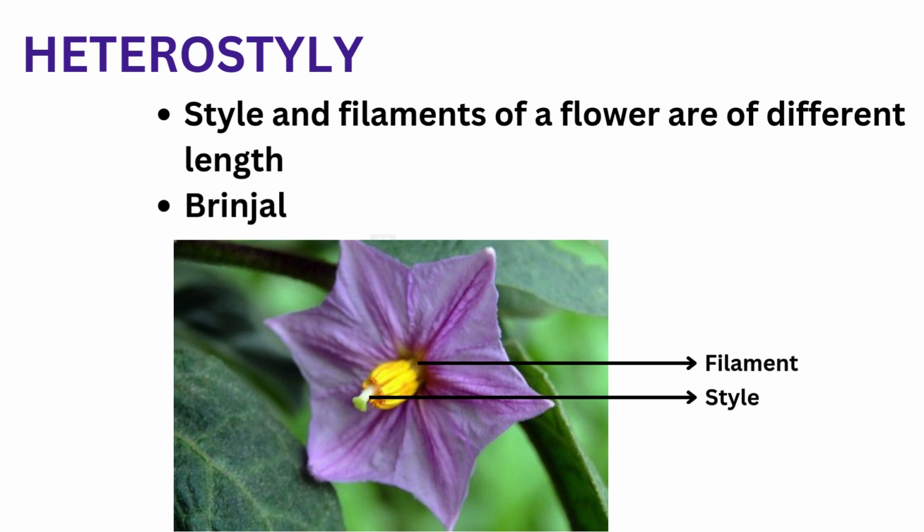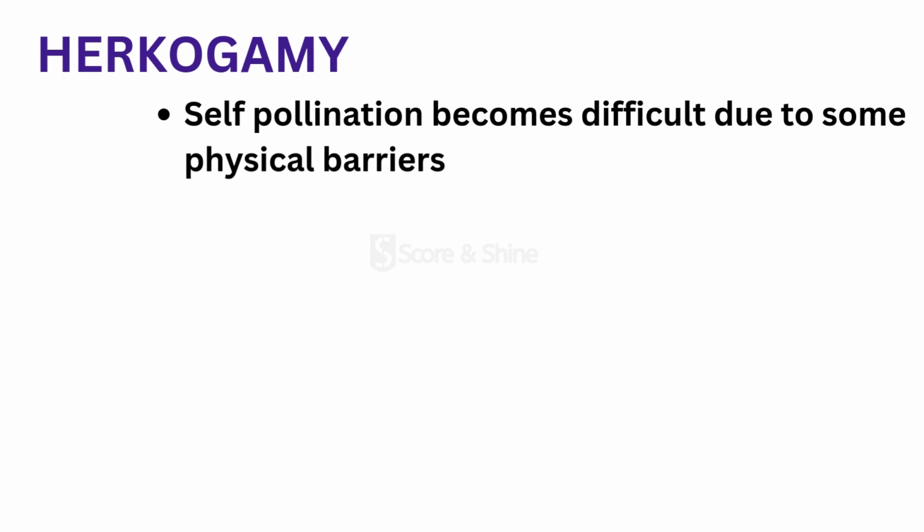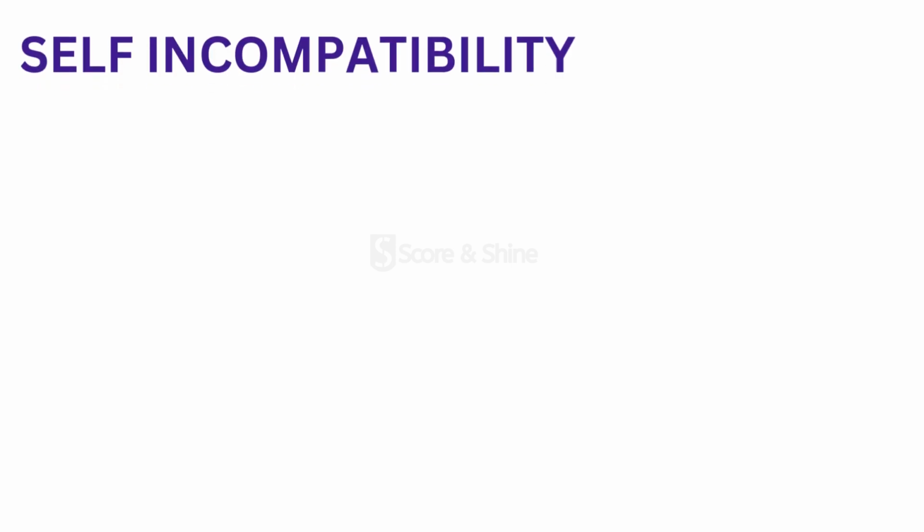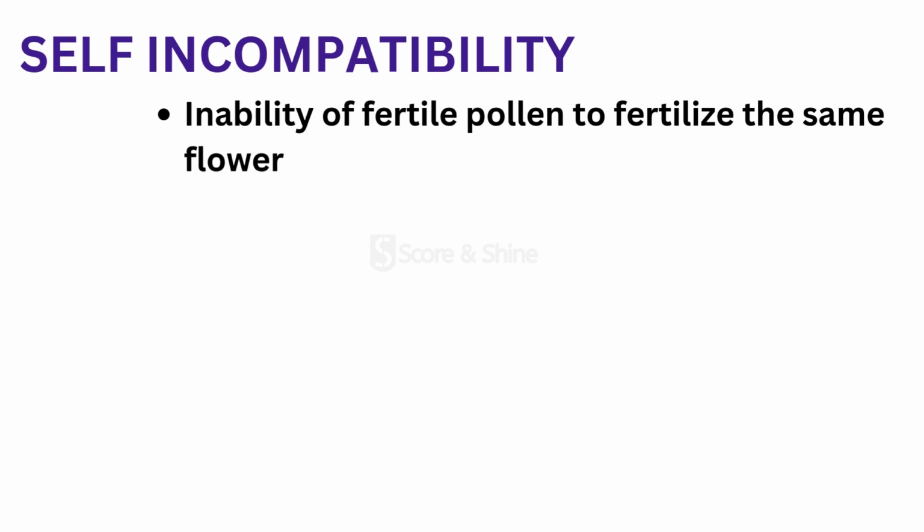And next let's see about Herkogamy. Herkogamy is a condition where self-pollination becomes difficult due to some physical barriers. Herkogamy is seen in leucine, where a hyaline membrane is present around the anther, which prevents self-pollination. And next, self-incompatibility. The inability of a fertile pollen to fertilize the same flower is called self-incompatibility. This self-incompatibility is seen in radish.